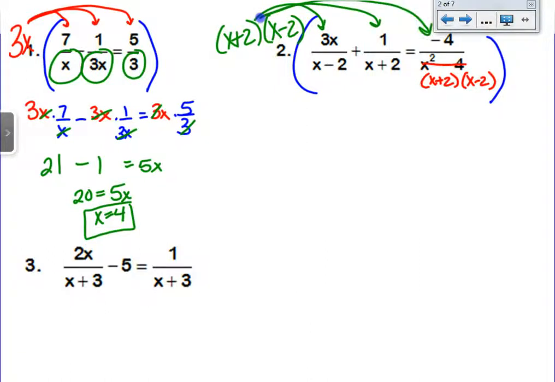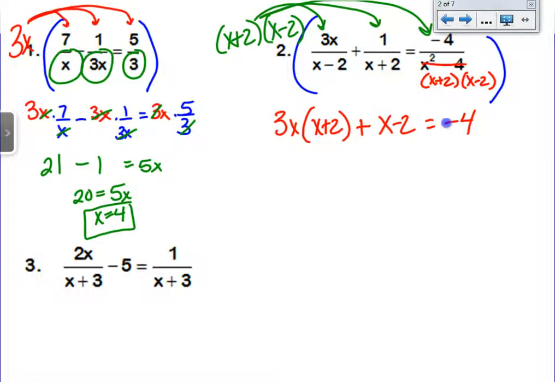What's going to happen is some part of this, maybe all of it, would cancel with the denominator in that particular fraction. In this first fraction, the x minus 2's will cancel, so you still have a 3x times the remaining x plus 2. This x minus 2 and this x minus 2 cancel out, but you still have x plus 2. Now in the next fraction, the x plus 2's will cancel, so you really just have a 1 times the x minus 2, which is really just x minus 2. And then really nice, in the last fraction, both the x plus 2 and the x minus 2 will cancel, so all we have left is a negative 4.